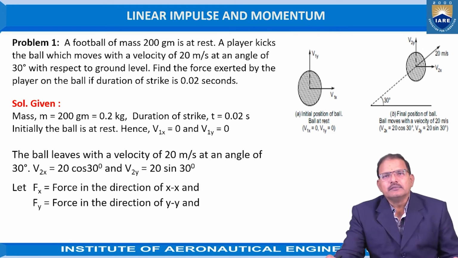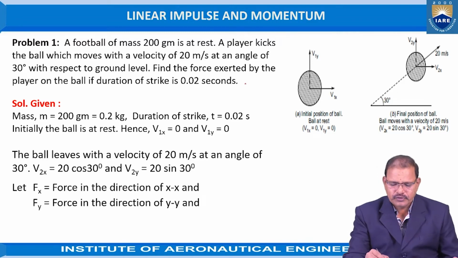Okay, based on the change in momentum along the x direction and y directions, we are taking a small problem. A football of mass 200 grams is at rest. A player kicks the ball, which moves with a velocity of 20 meters per second at an angle of 30 degrees with respect to the ground level. Find the force exerted by the player on the ball. The duration of strike is 0.02 seconds.